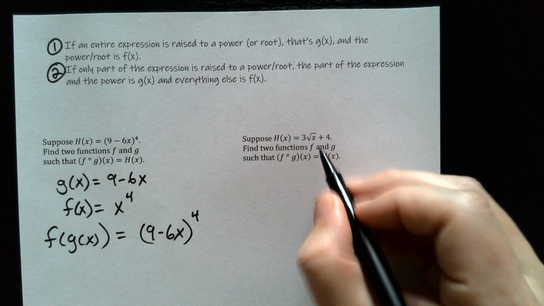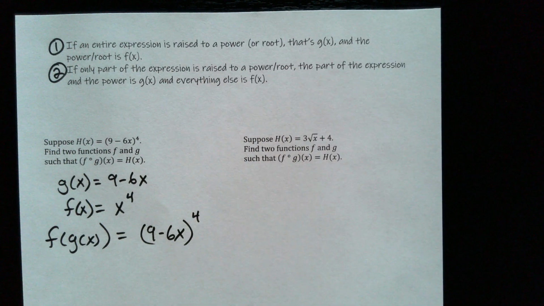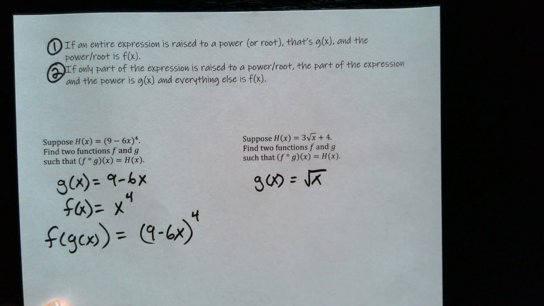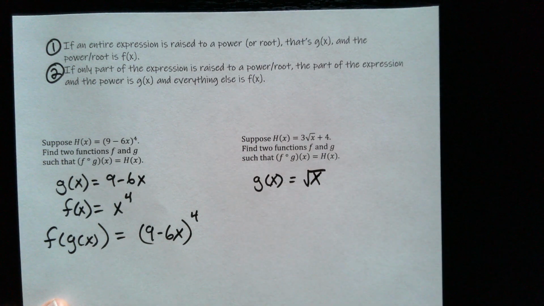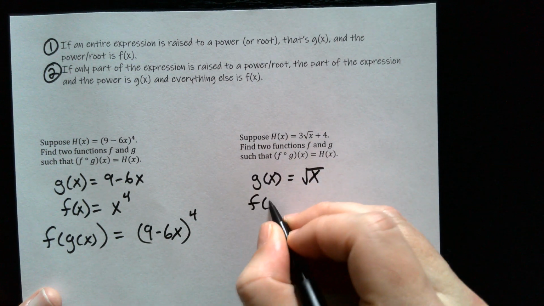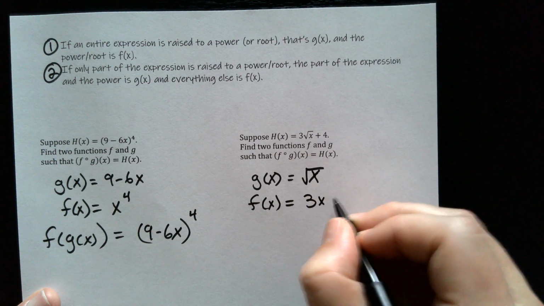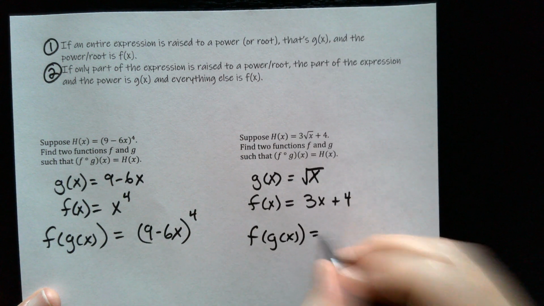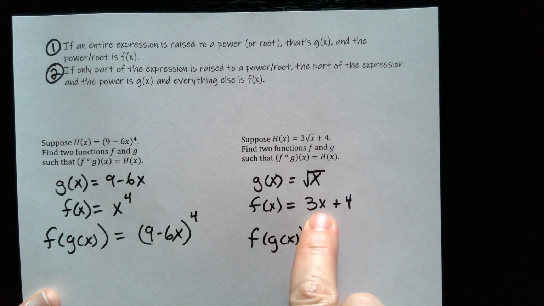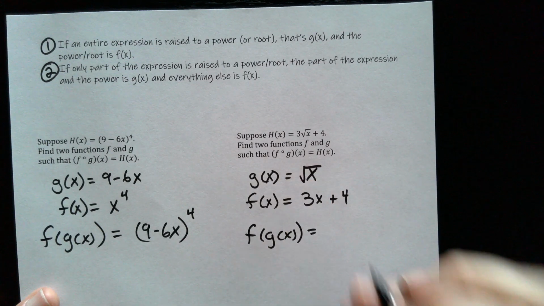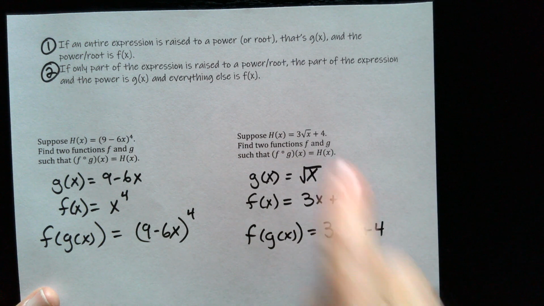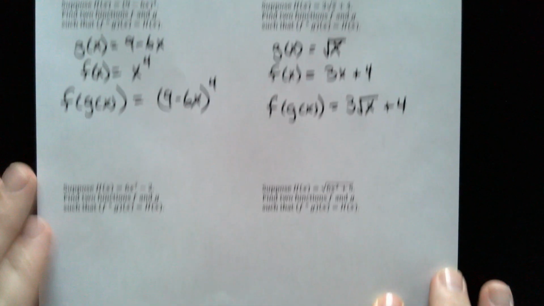Okay, next one we have h of x equals 3 times the square root of x, plus 4. So the only thing that's getting the square root is just the x, right? So our g of x is going to be that thing, square root of x. Okay? And that means our f of x will be the rest of the expression, but without the square root. So it'll just be 3x plus 4. Now, if we do f of g of x, we need to put g of x inside of f of x. That means everywhere we see an x, we put a square root of x. So that would be 3, and instead of x, we'll put square root of x, plus 4. Is that like the original? Yes, it is.